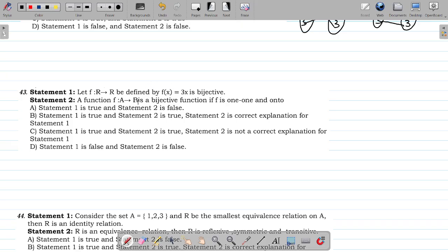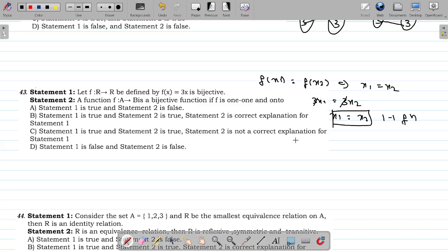A function f from A to B is bijective if f is one-one and onto. We have to see whether this function is bijective or not. f of x1 is equal to f of x2 must imply x1 is equal to x2. So it is 3x1 is equal to 3x2, right? The 3 gets cancelled. You are going to get x1 is equal to x2. Means it is a one-one function.